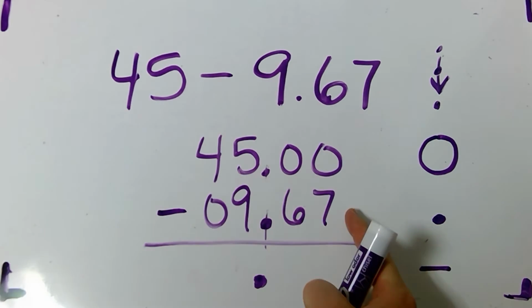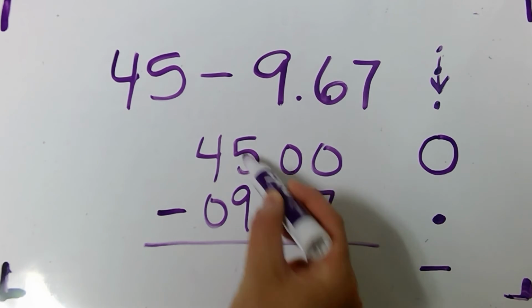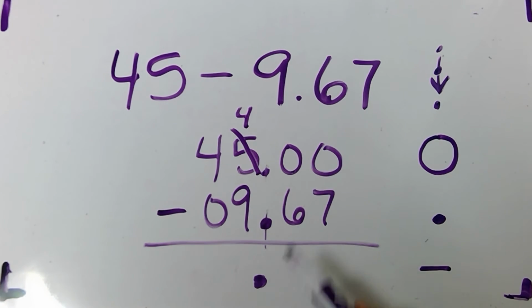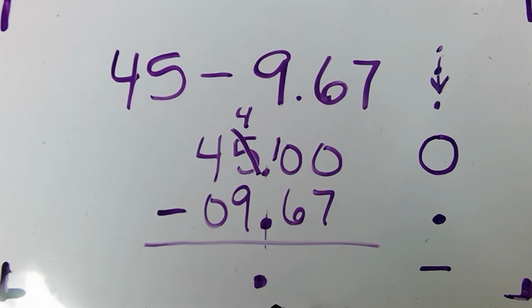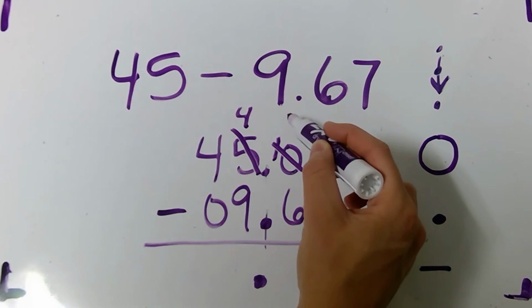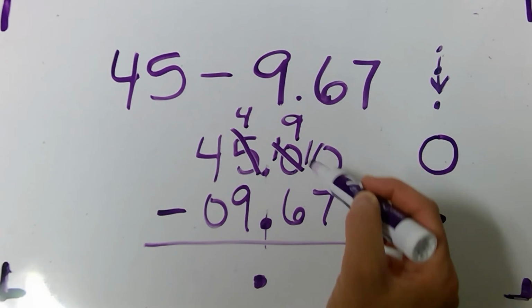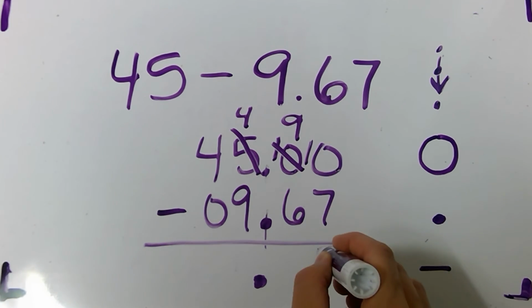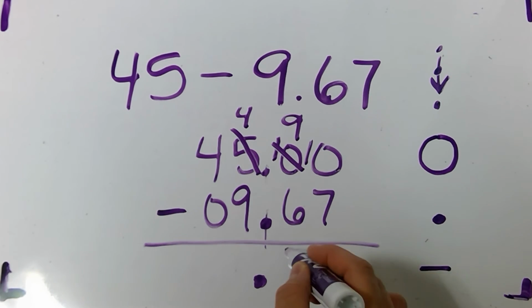0 minus 7, I can't do it, so I have to borrow, but there's nothing to borrow from the 0, so I have to go all the way to the 5, borrow 1 from that, and it becomes a 4. Now the 1 I borrowed from the 5 makes this a 10, but I still can't do 0 minus 7. So I need to borrow from the 10, it becomes a 9, and this 0 becomes a 10. Now I can do 10 minus 7, which is 3. 9 minus 6, I can do that.